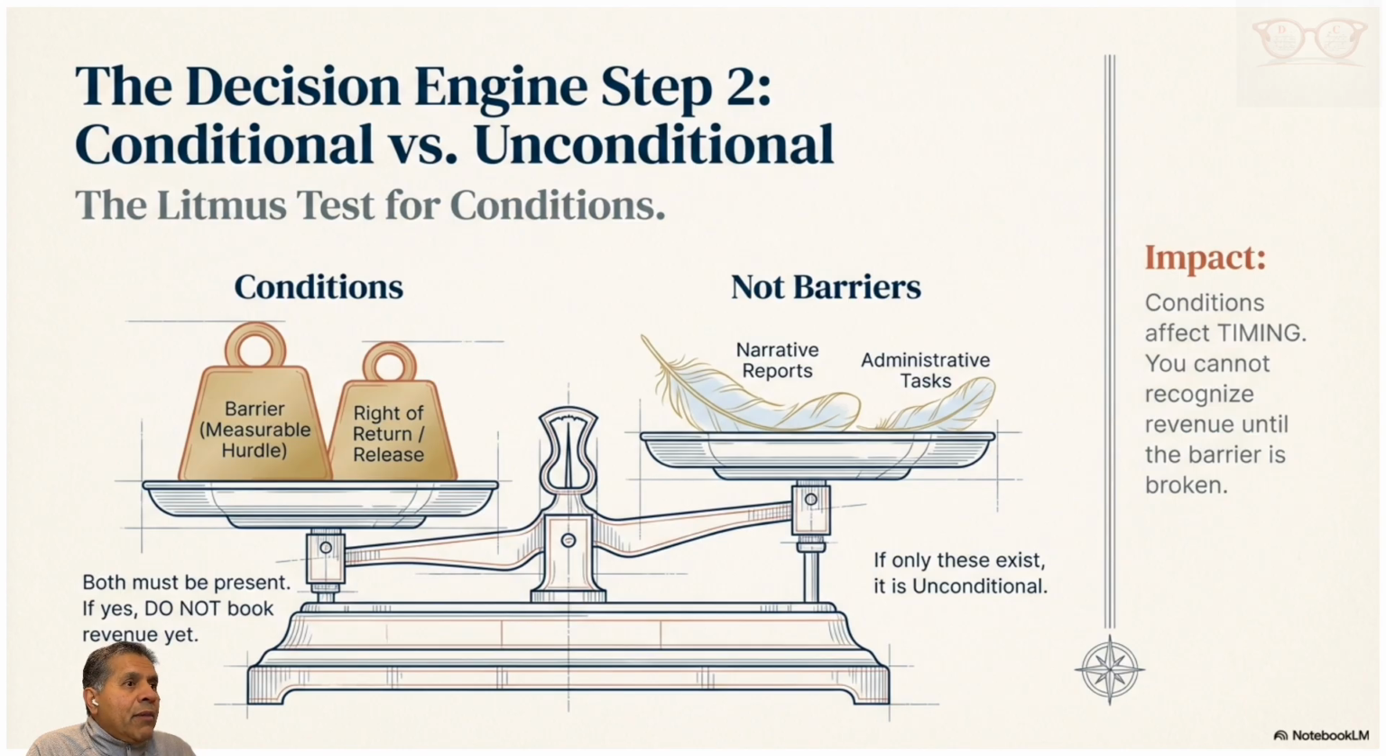A barrier is a measurable hurdle you have to clear, like serve 100 kids. A right of return is a rule saying that the donor gets their money back if you fail to meet the barrier. If both of these exist, it's conditional and you cannot book the revenue yet. So conditions affect the timing of when things are recorded. You have to wait until a barrier is broken before you can record revenue.